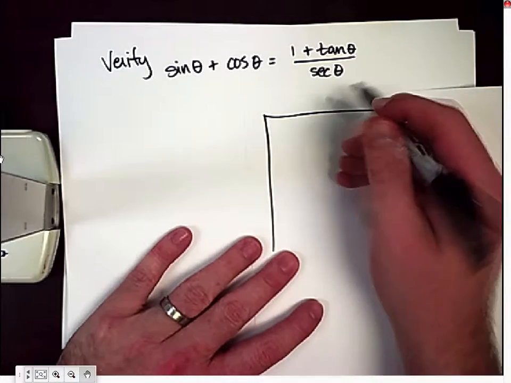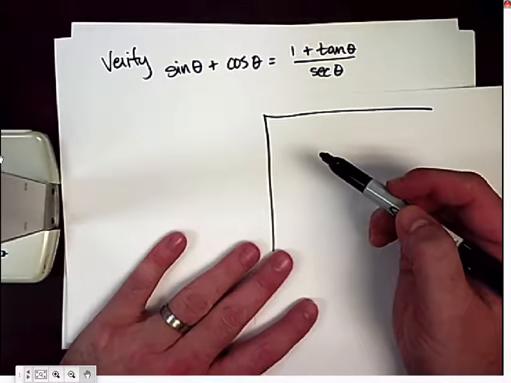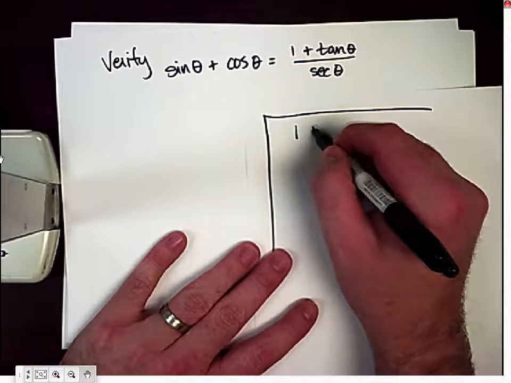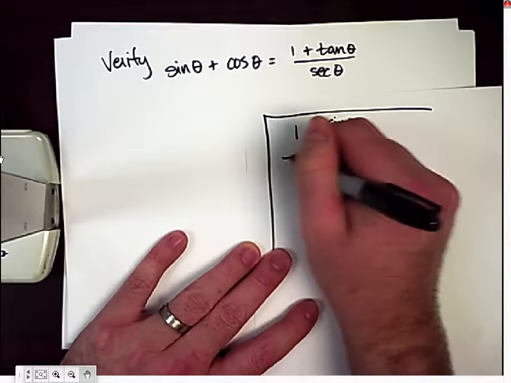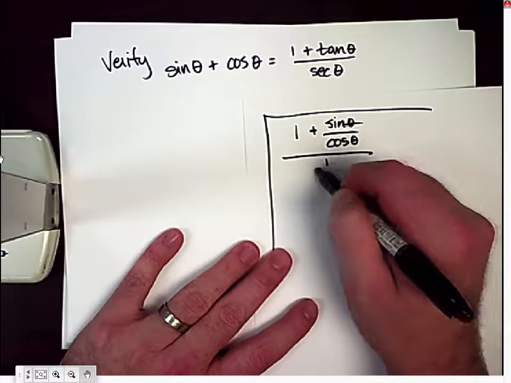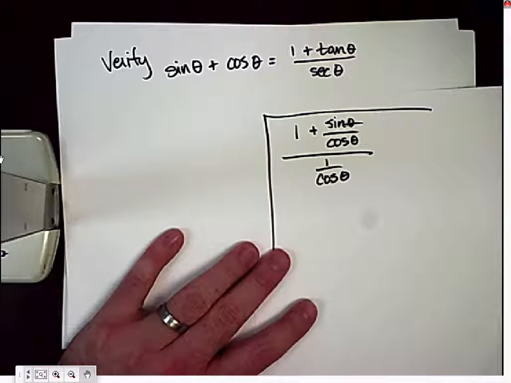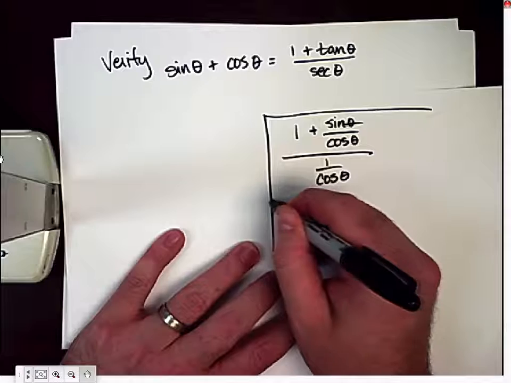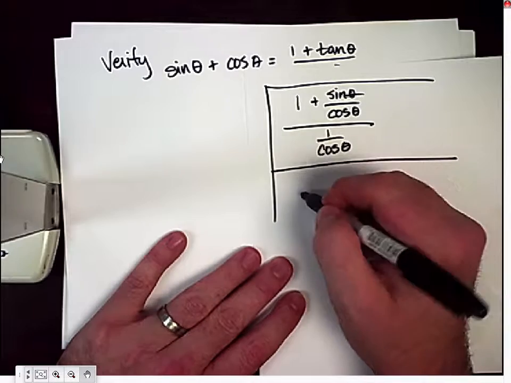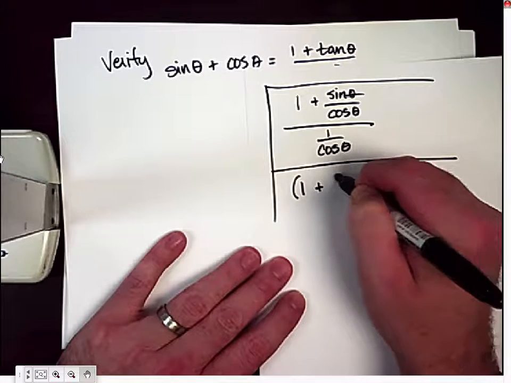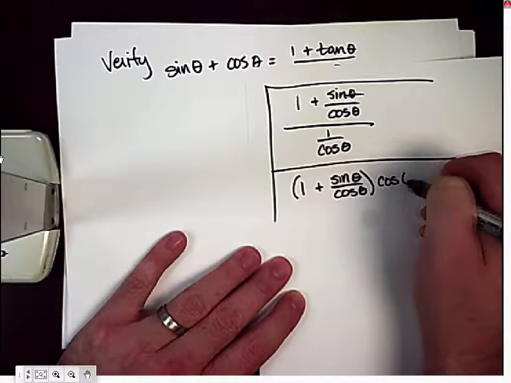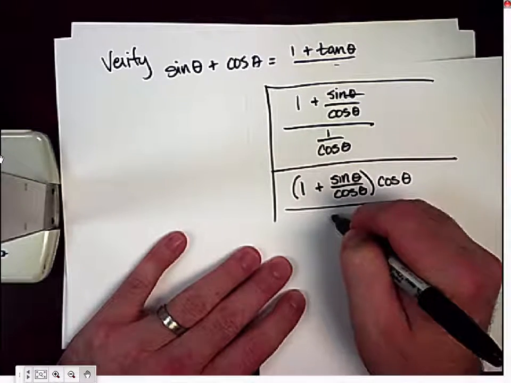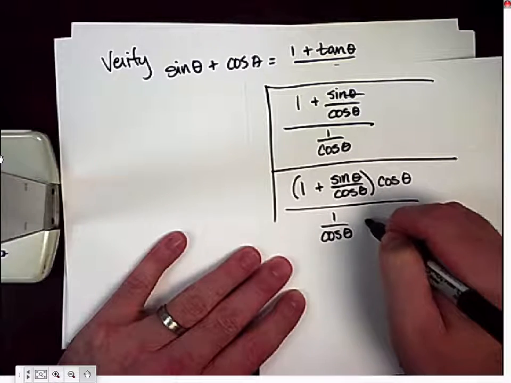So this we could write as sines and cosines. That'd be 1 plus sine theta over cosine theta, over secant, which is 1 over cosine theta. Then how can we simplify? We're going to multiply top and bottom by cosine theta. So we've got 1 plus sine theta over cosine theta, times cosine theta, over 1 over cosine theta, times cosine theta.